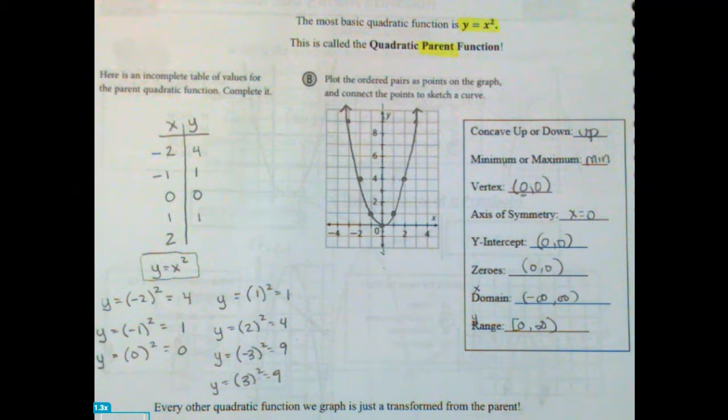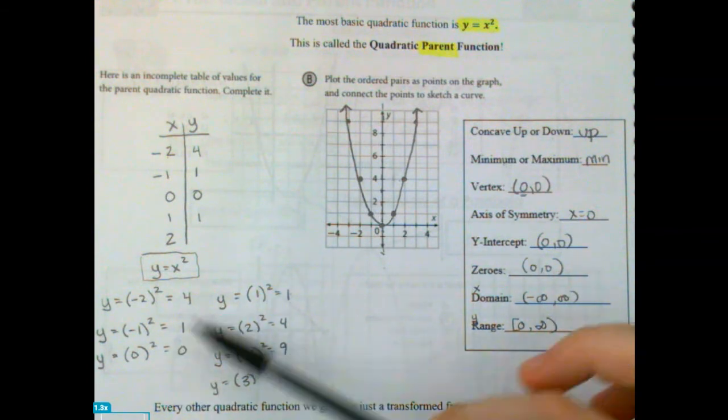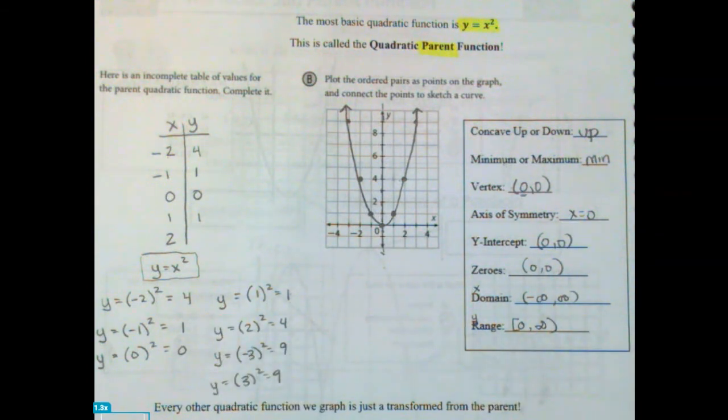Okay. So that's your parent function, and these are some of the vocab that I need us to be able to do and describe. Let me now show you a much easier way to graph these than doing a table by hand, because this is going to take a really long time to do. So you're going to need your graphing calculator for this piece.